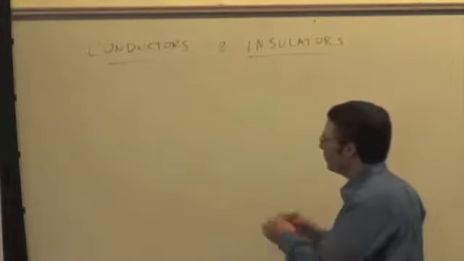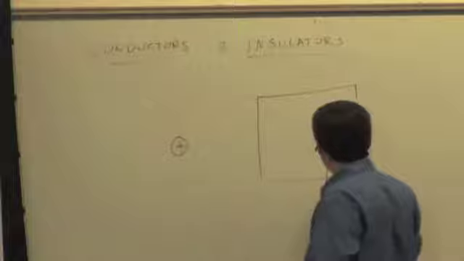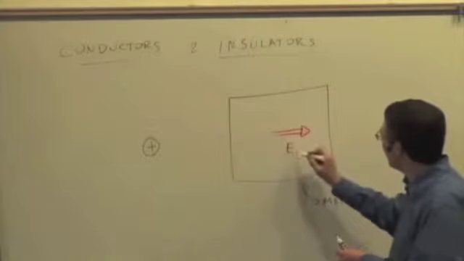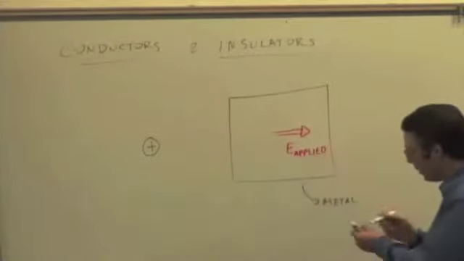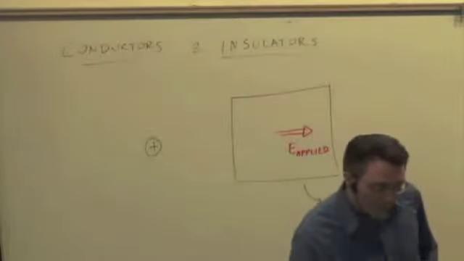So you can think of the electrons as being superimposed over top of the atomic cores, and the interior still stays neutral. But if you have a case of polarization, let's say you bring a positive charge near a conductor, near a metal, here's a positive charge, and here's a block of metal. Well, the electric field due to this positive charge is pointing that way. So we can think of this as the applied electric field. How do I draw the polarization? Well, the interior stays neutral.